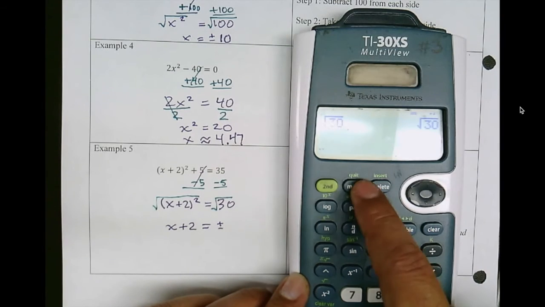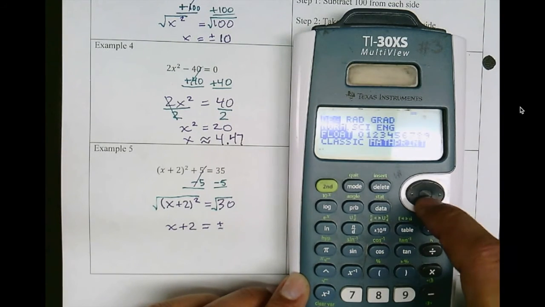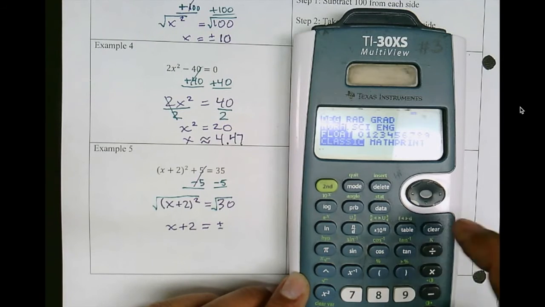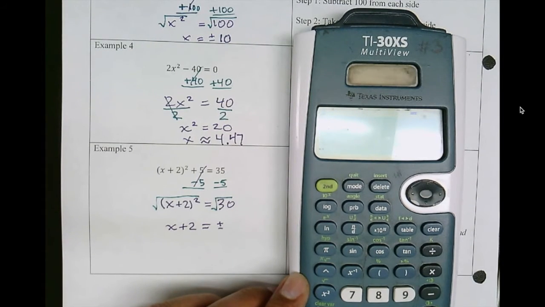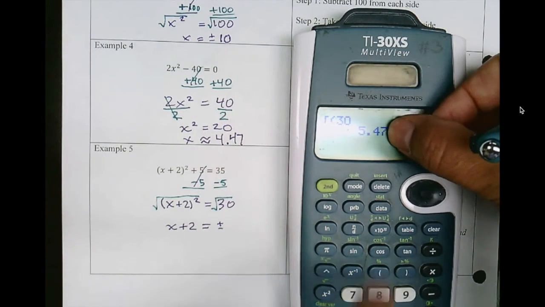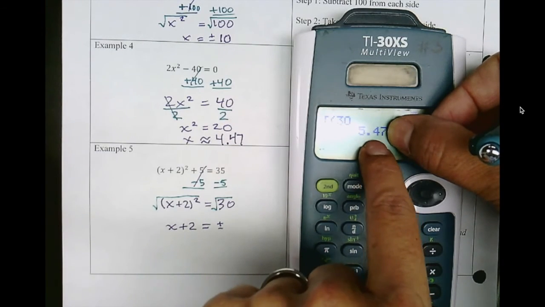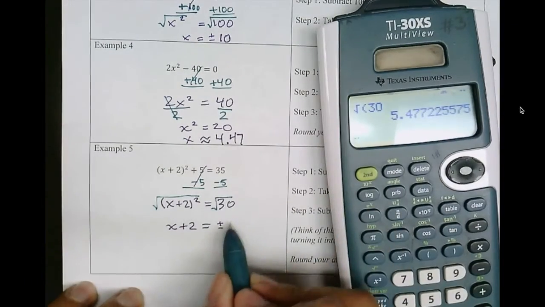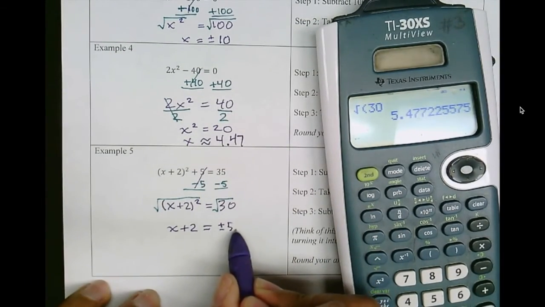So to fix this, you go to mode and you scroll down and you press enter over classic. So we select classic by pressing enter. Now let's get out of here by pressing the clear button and let's retype that. Second radical, that's 30. And the square root of 30, enter, is 5.477. So if we round to the nearest hundredth, it looks like it might be 5.47, but the 7 afterwards tells us bump that up to 5.48.